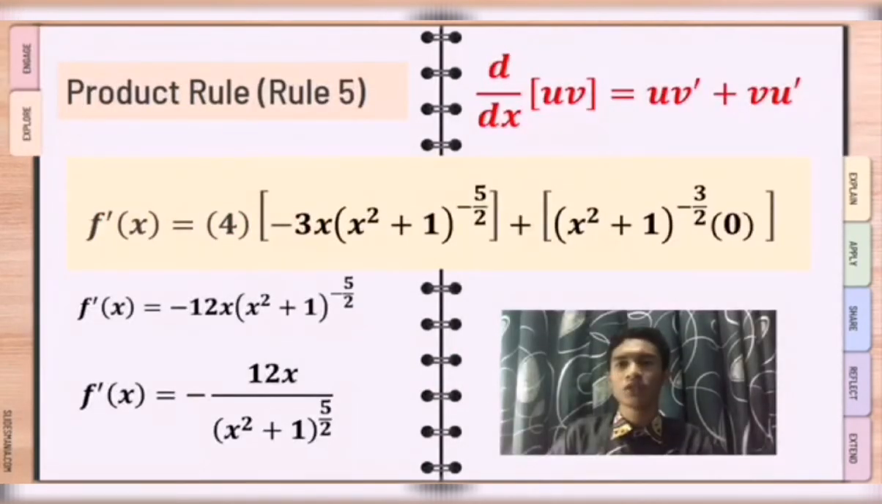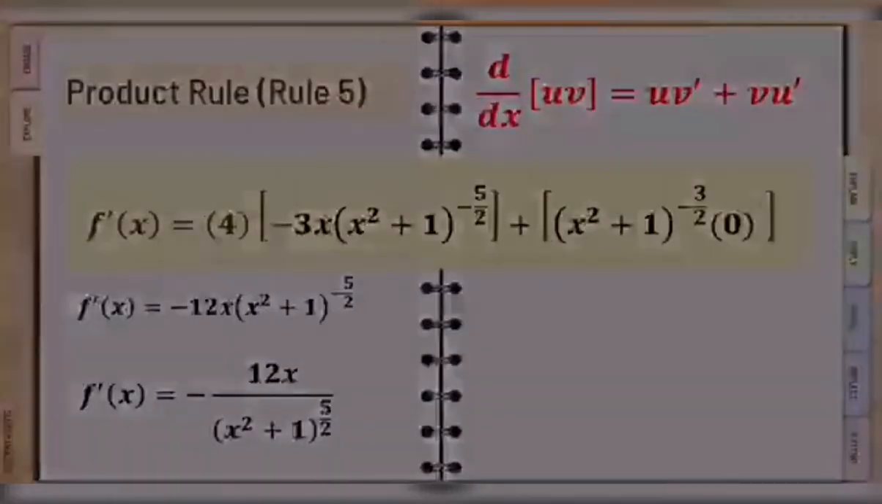Then we substitute u prime, v and v prime into the product rule formula and calculate them until we find the solution. The solution is negative 12x over (x squared plus 1) power of 5 over 2. So that's all from me. Thank you.